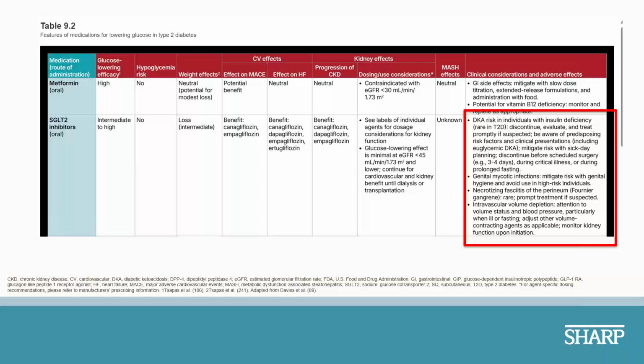From the same standards of care, one of the things I did want to note is that, even though many of us in diabetes care were looking at the potential risk of somebody going on an SGLT2 years ago, they're now at least recognizing that we do need to be careful. I'll just read that first point: DKA risk in individuals with insulin deficiency. It's rare in type 2 diabetes. Discontinue, evaluate, and treat promptly if suspected. Be aware of predisposing risk factors. We want to make sure that we're preventing something called euglycemic DKA. It is a potential risk, but there are ways to lessen your risk with that particular drug.